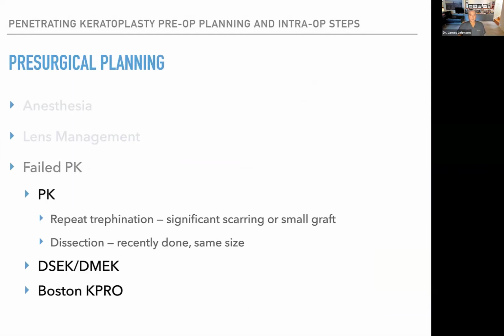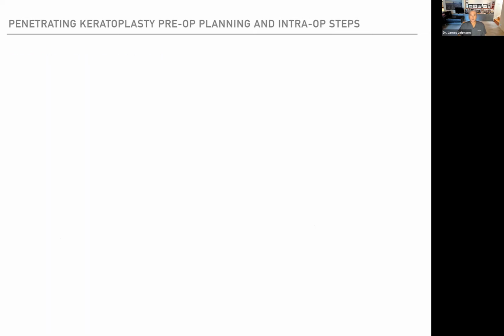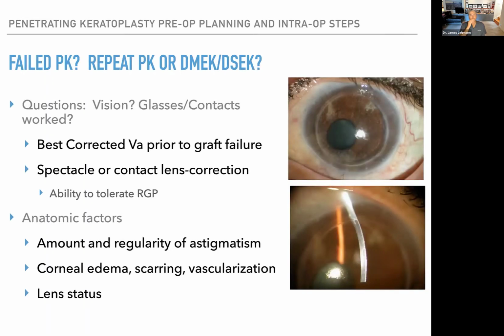Okay, so this is the situation of a failed PK. You've got to figure out what's the best thing to do: another PK, an endothelial keratoplasty, or a K-Pro. If you're going to do another PK, you have to decide, are you going to trephine in a different location, or are you going to dissect the graft that's there already? So the most critical thing to decide between a repeat PK or endothelial keratoplasty is how well the patient saw prior to graft decompensation.